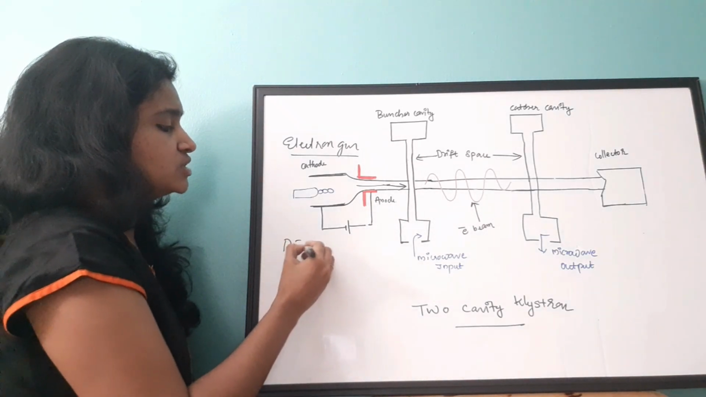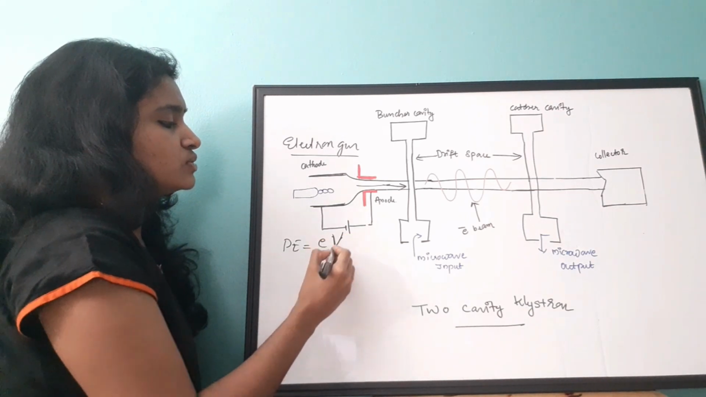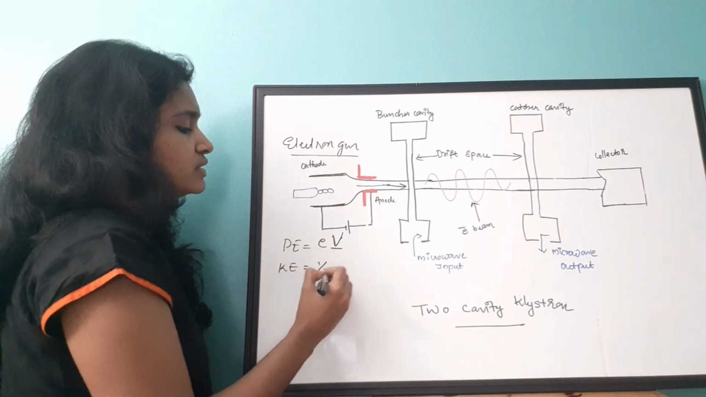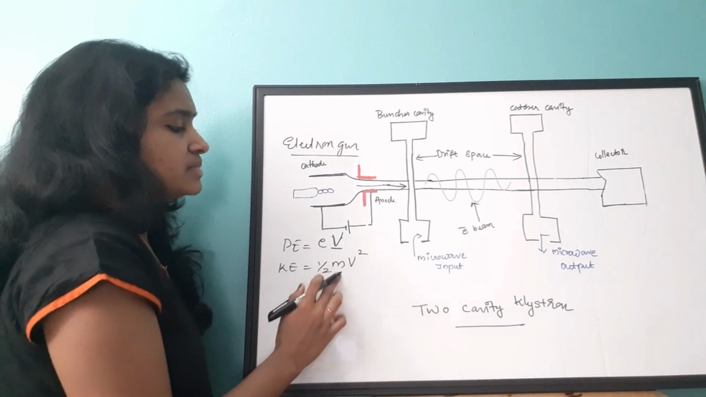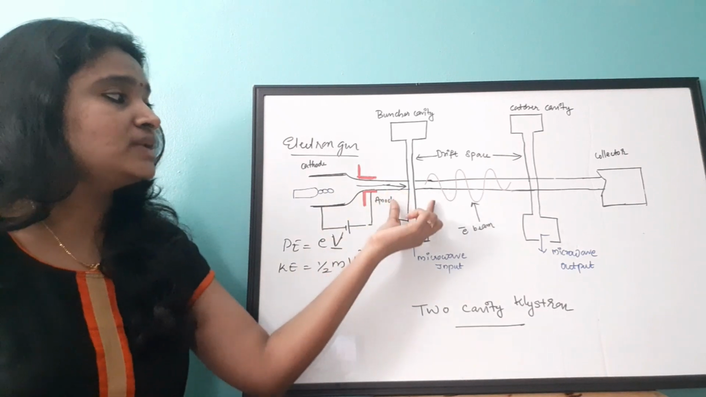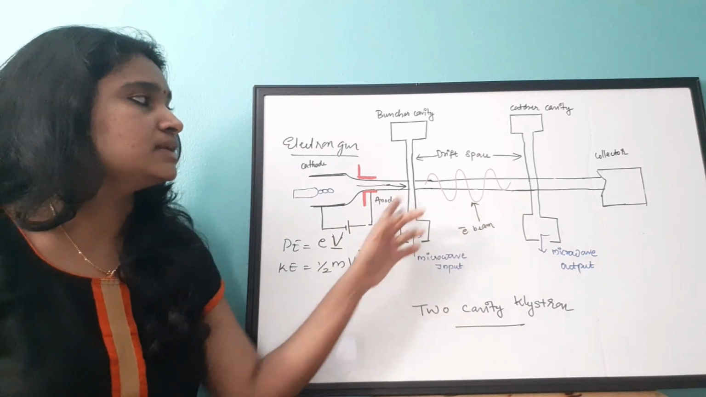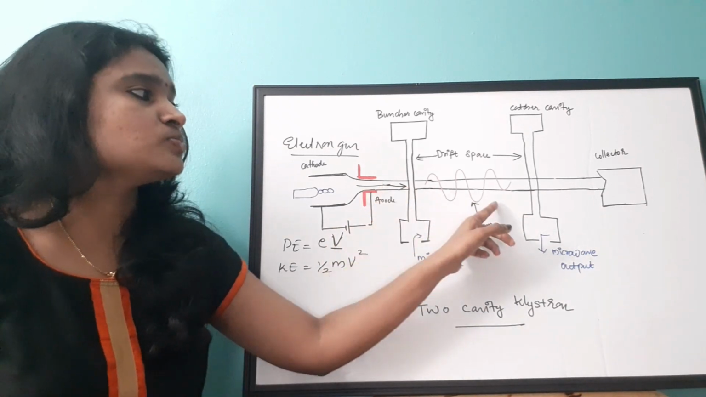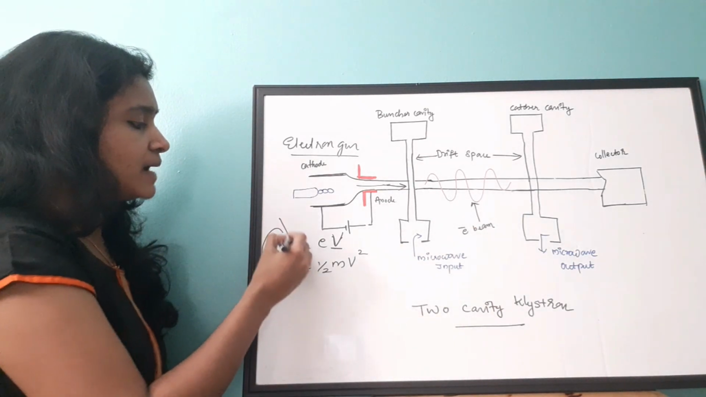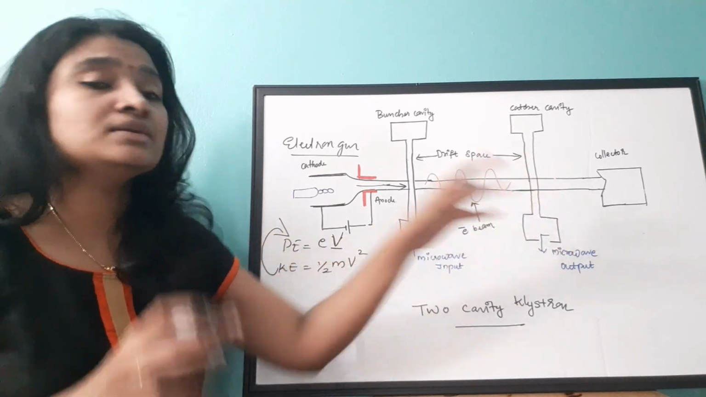The potential energy equation is eV, where e is the charge of the electron and V is the potential, and the kinetic energy is half mv squared, where m is the mass and v is the velocity of the electron. So these electrons were accelerated, sped up, or energized in the buncher cavity and the drift space. Whereas in the capture cavity, this kinetic energy is converted back to potential energy. That is, they are getting decelerated.